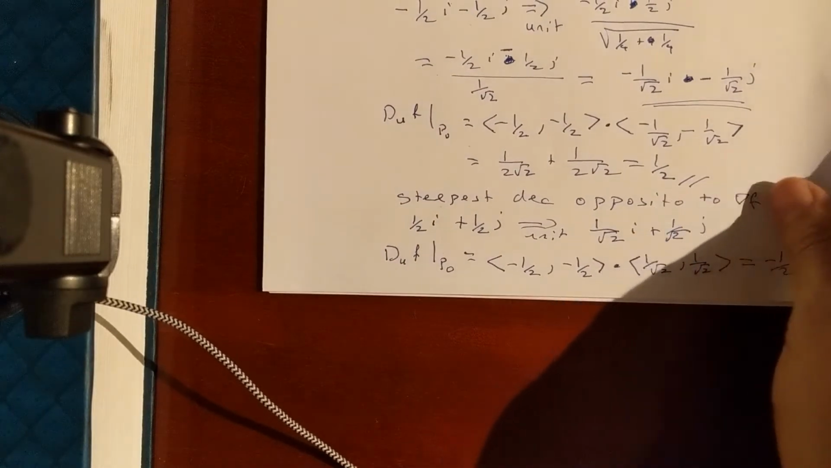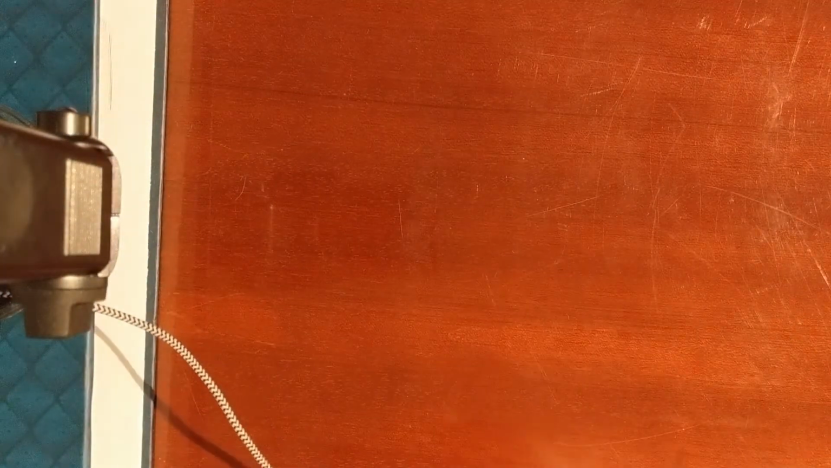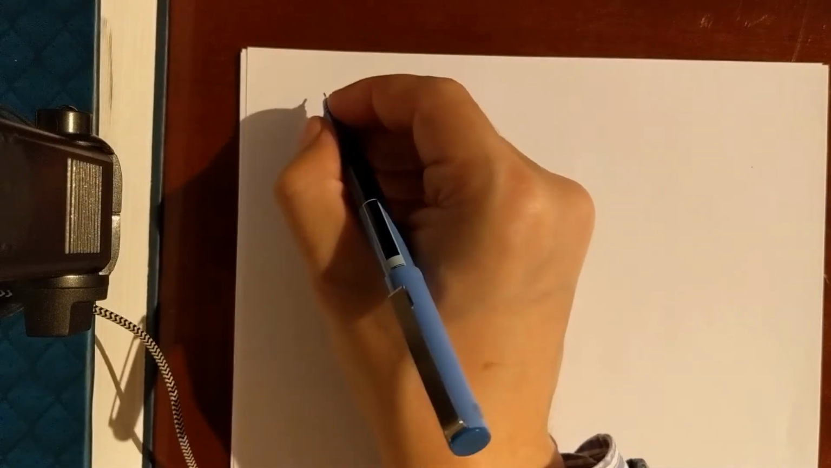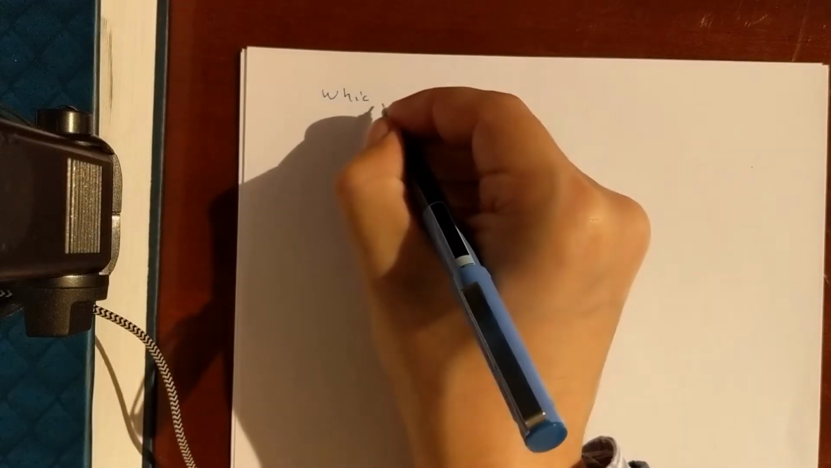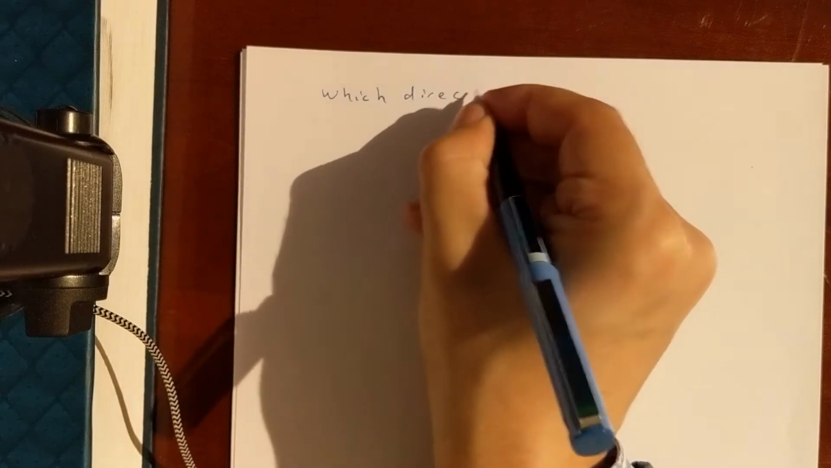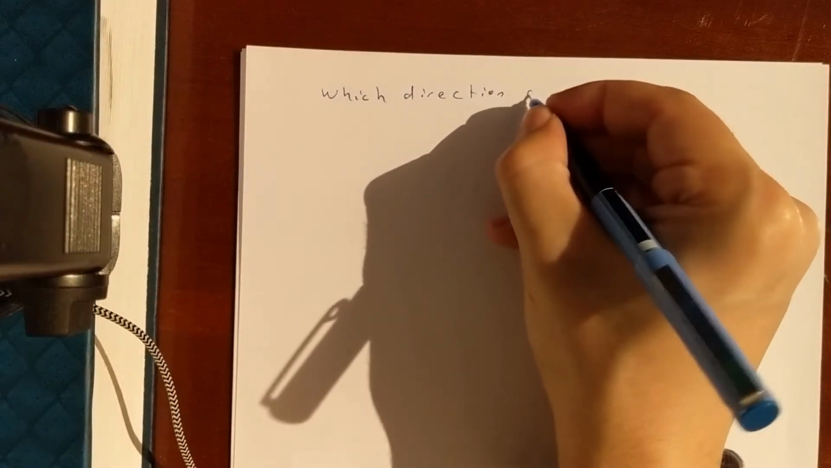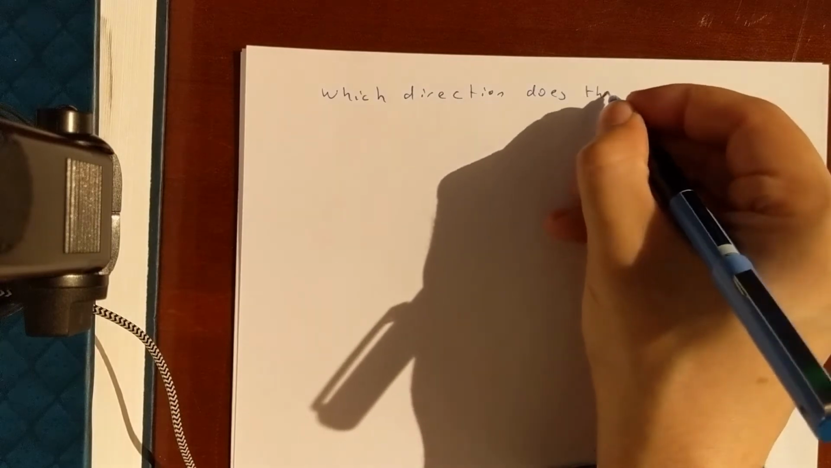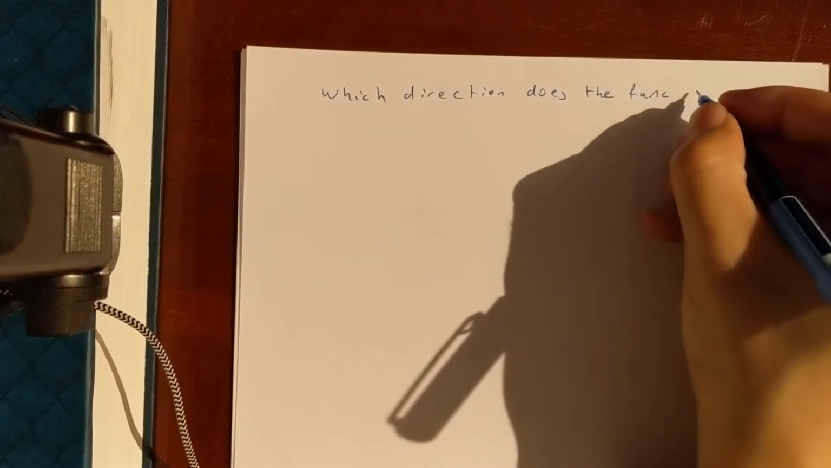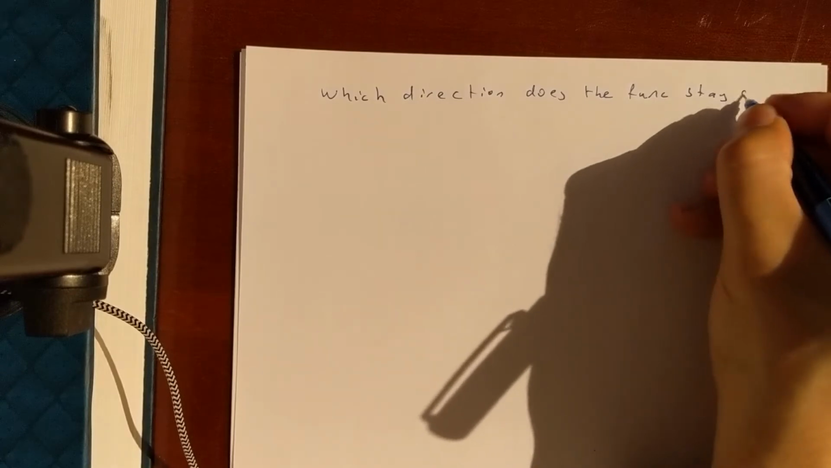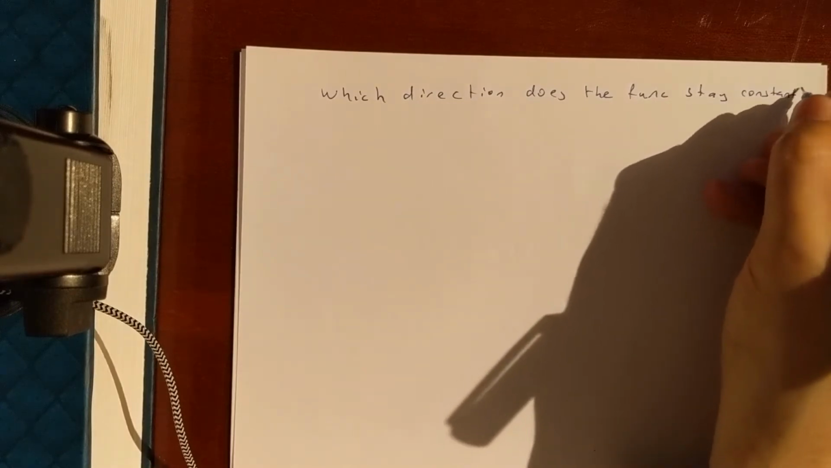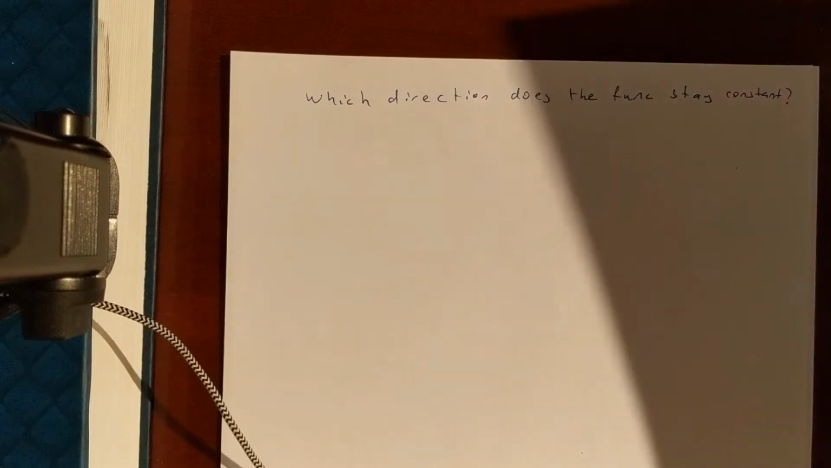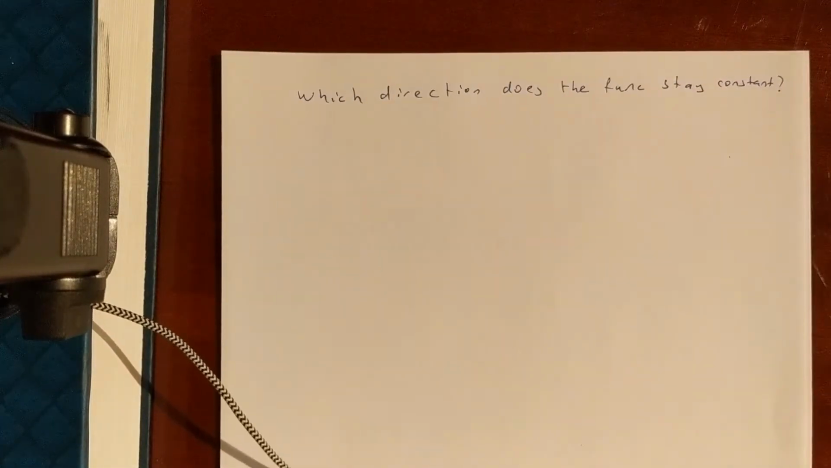All right, now let's talk about the direction of no change. When does the function not increase and not decrease? In which direction does the function stay constant? It's going to be perpendicular. It's got to be perpendicular.